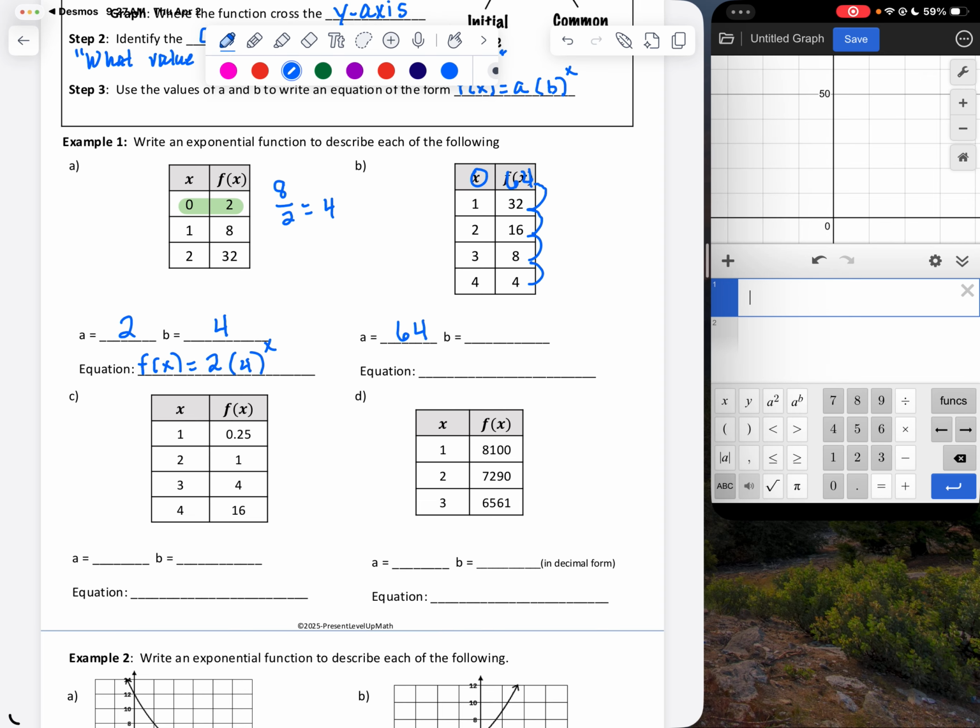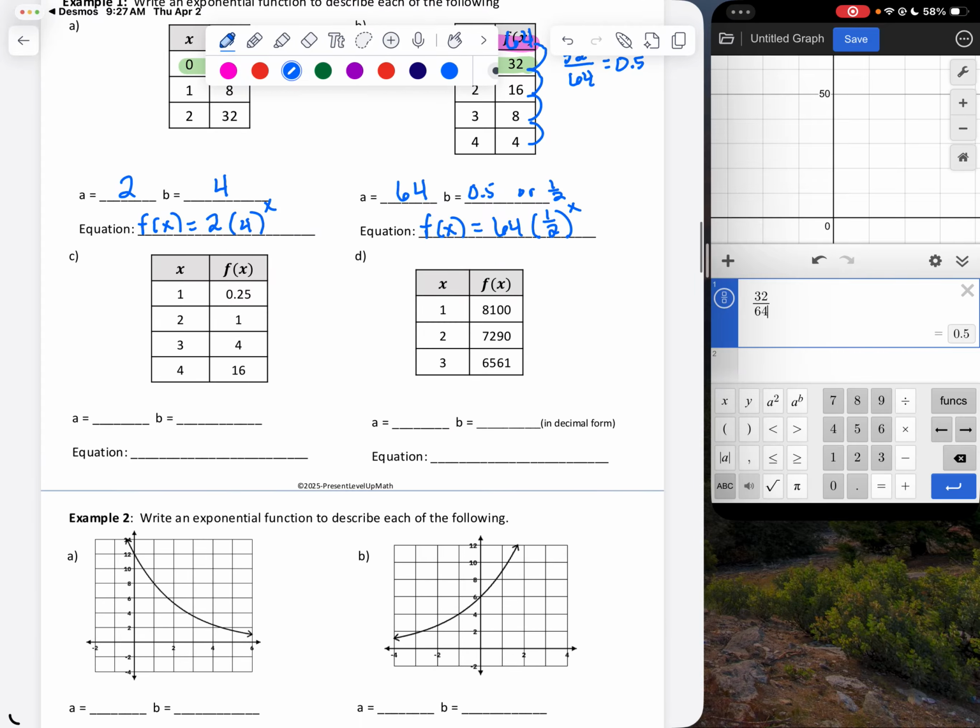All right. Now, to get your b value, I'm going to use this term and this term. Just take 32 divided by 64, and we get 0.5. So you can write it like this, or you can write it in fraction form. So f of x would equal 64 times 1/2 to the x power. 64 times 1/2 to the x power.